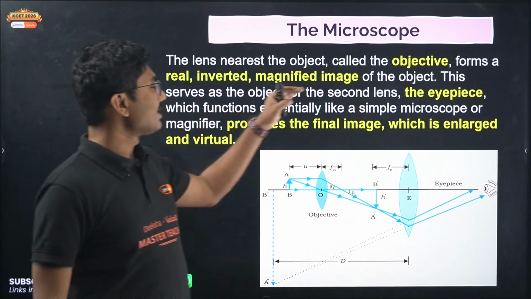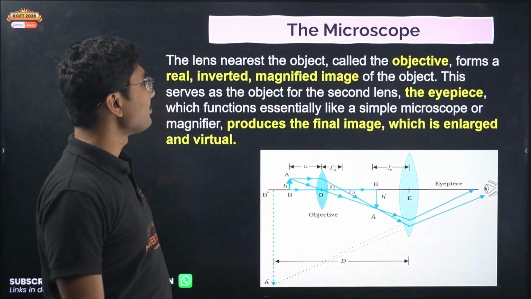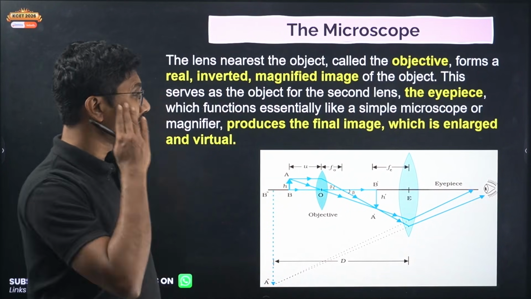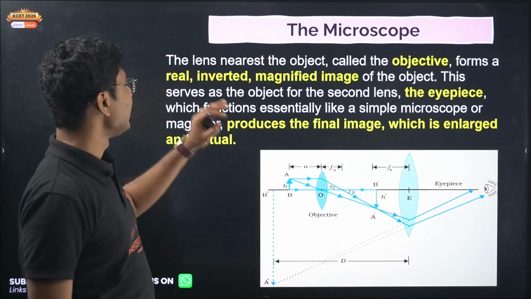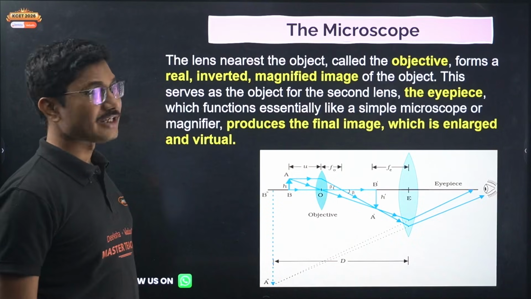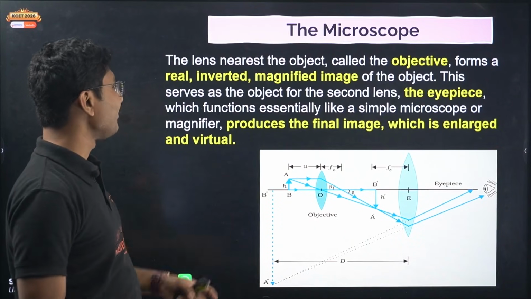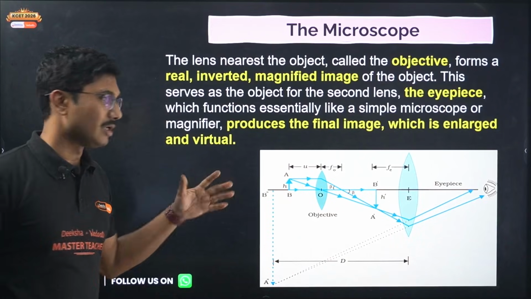The lens nearest to the object is called the objective, and it forms a real, inverted, magnified image of the object. This serves as the object for the second lens. This is the eyepiece, which functions essentially like a simple microscope or a magnifier, and produces the final image, which is enlarged and virtual.